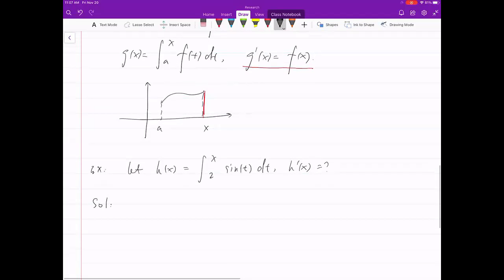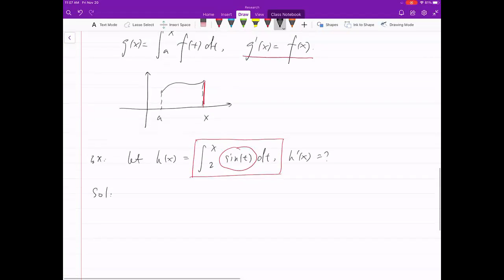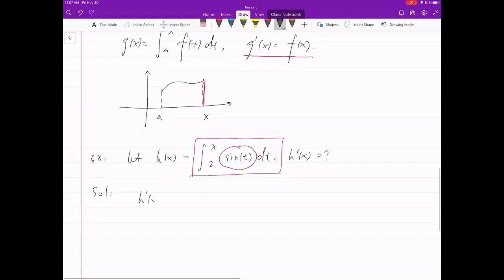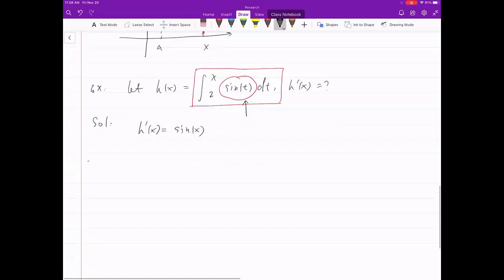Now look at this. This is exactly in the format of g(x), right? From a number to x with a function f(t) dt. Good so far? Then the derivative of this one is just going to be f(x), which means just copy the thing in the middle. If this is the area, then the changing rate of the area is the function. Sounds good?